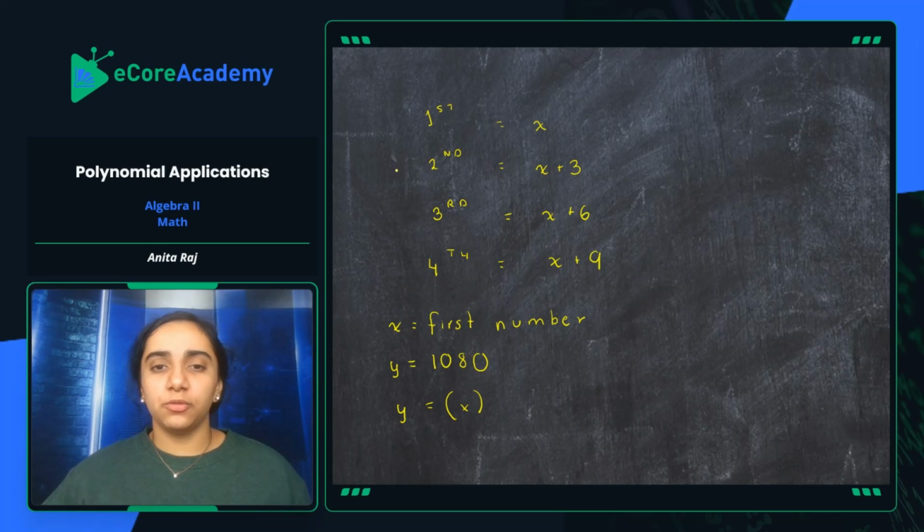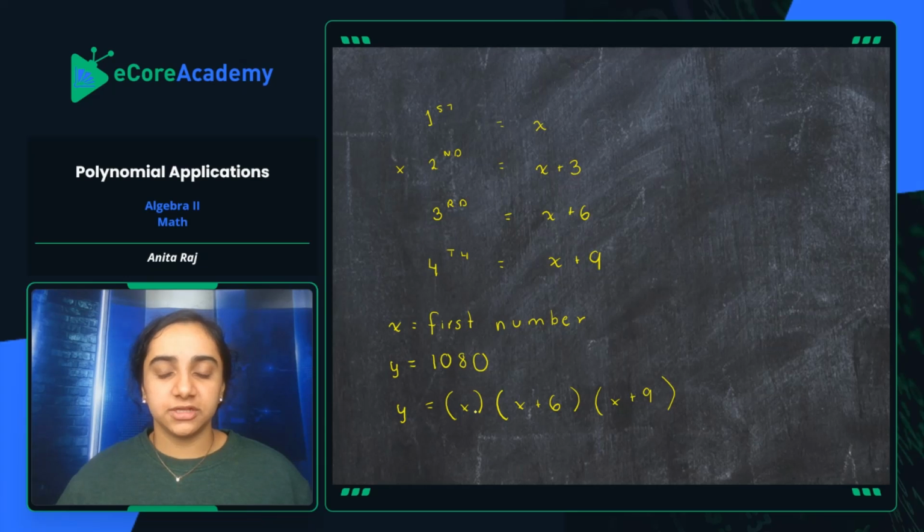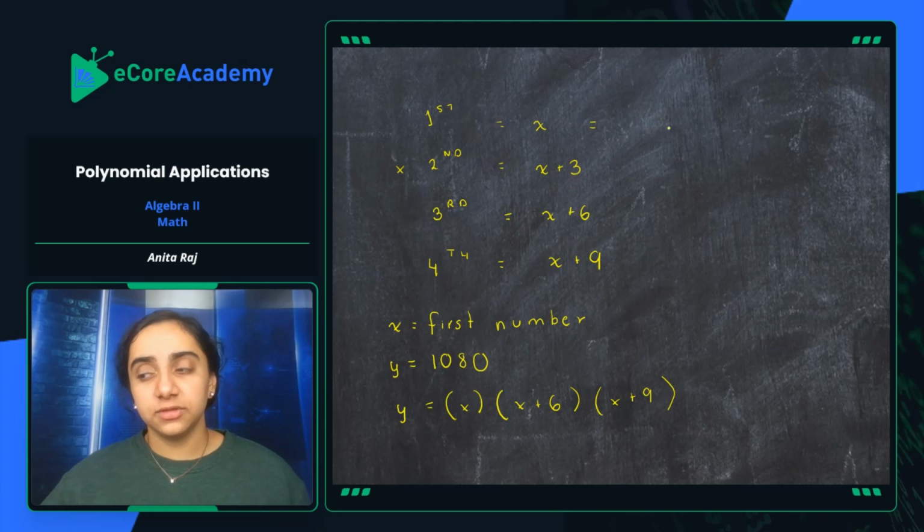In this case, since we're omitting the second number in this product, we're going to skip right to the third number, which should be x plus 6. And then lastly, the fourth number, which should be x plus 9. And then if you plug this in your calculator and then find the points of intersection, you will solve for x. But be aware, when you solve for x, you only found the first number. And if you did this correctly, you should be able to get 6 if you do that in your calculator.